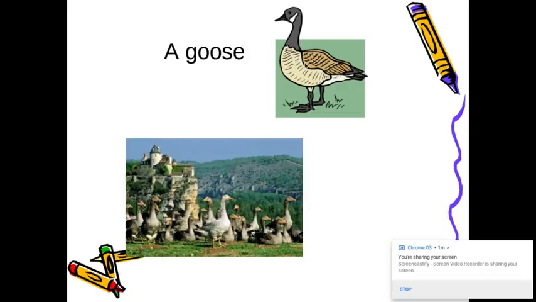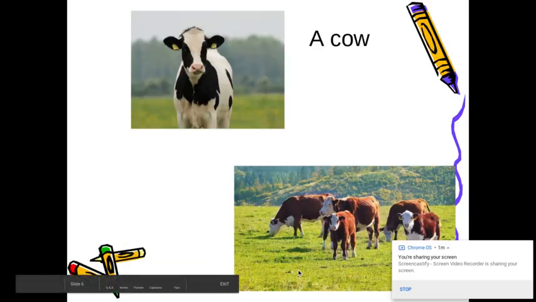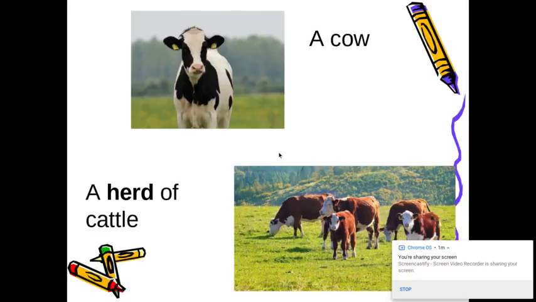If we are referring to the animal of a goose and we see multiple of them, what would that group be called? It is a flock of geese. So flock being the collective noun there. A cow is another common one. We have a group of cows, we call that a herd of cattle. So herd is the collective noun.